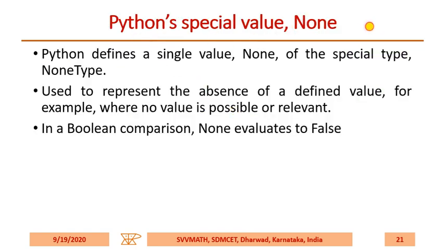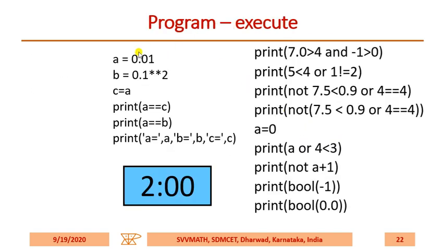Python special values are there. Python defines a single value, None, of the special type NoneType, used to represent the absence of a defined value, for example where no value is possible or relevant. In Boolean comparison, the None value evaluates to false. Try to pause the video, take a few programs, and execute them in the online simulator. I'll wait for another 5 seconds. You can pause the video and continue later.